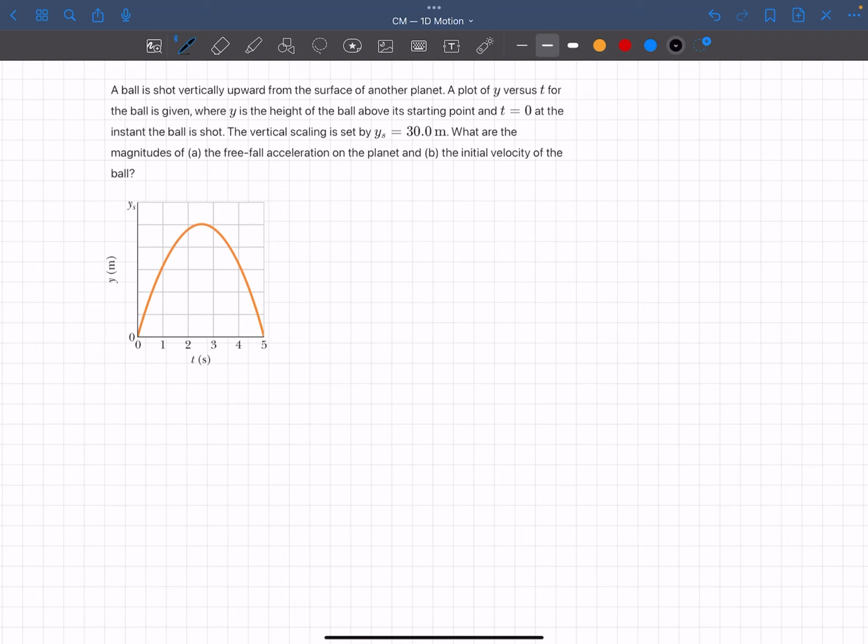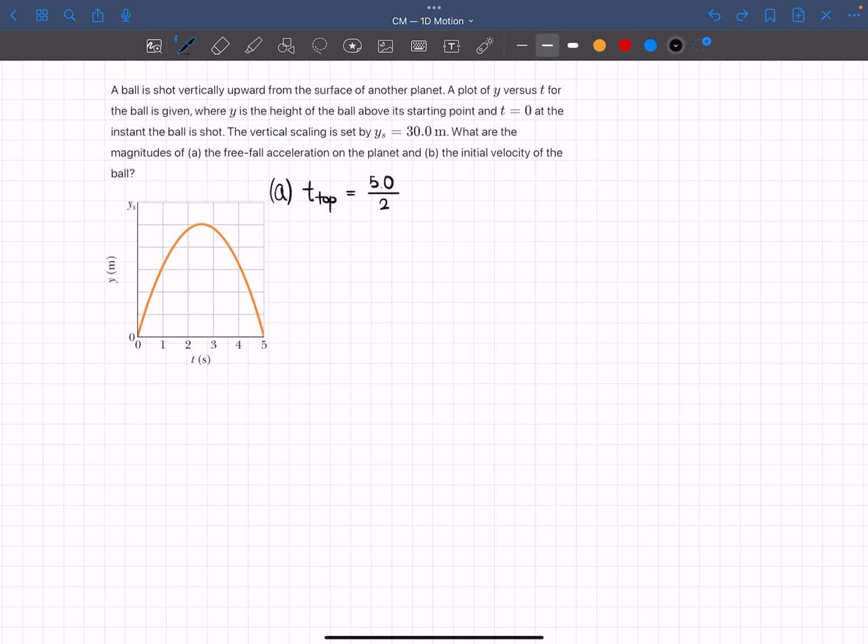Alright, so first we need to understand the symmetry here. Because the motion is vertical and gravity is constant, we see that the graph is symmetric, which means the ball spends exactly as much time going up as it does coming down. So if the total flight time is 5 seconds, the time to reach the top is only half of that, which would be t top equals 5 seconds divided by 2, so it's 2.5 seconds.